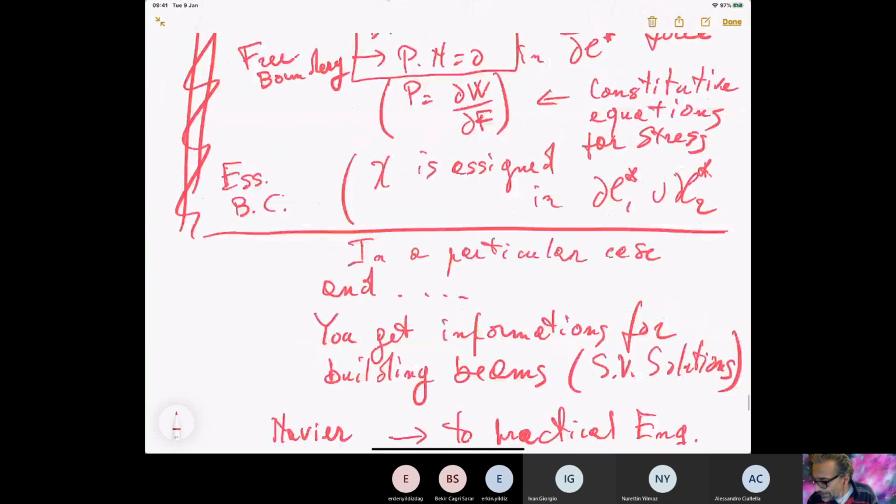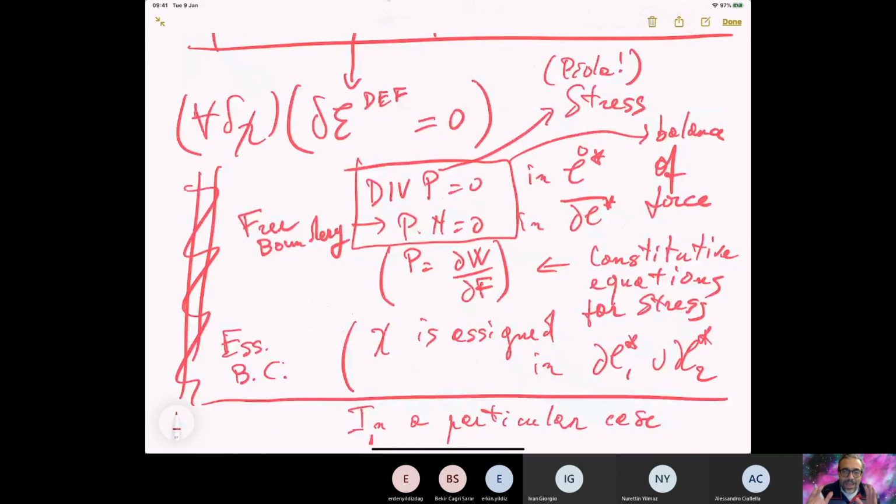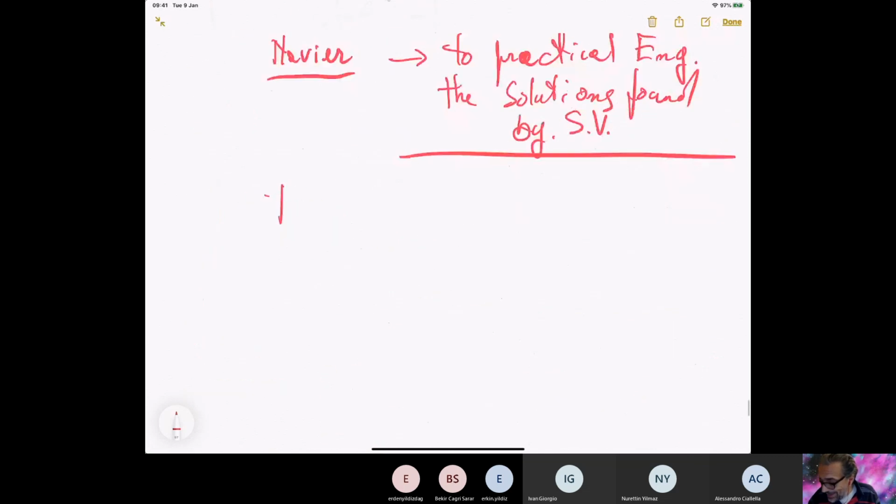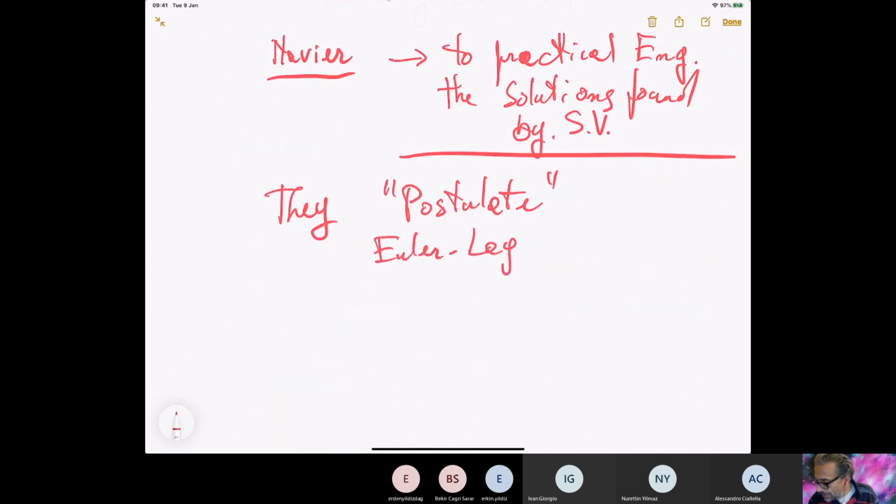So actually, a big group of scientists decided to postulate the balance of force. I will tell you in the next lecture how we can do it. They postulated the constitutive equations for stress, and they postulate Euler-Lagrange stationarity conditions.